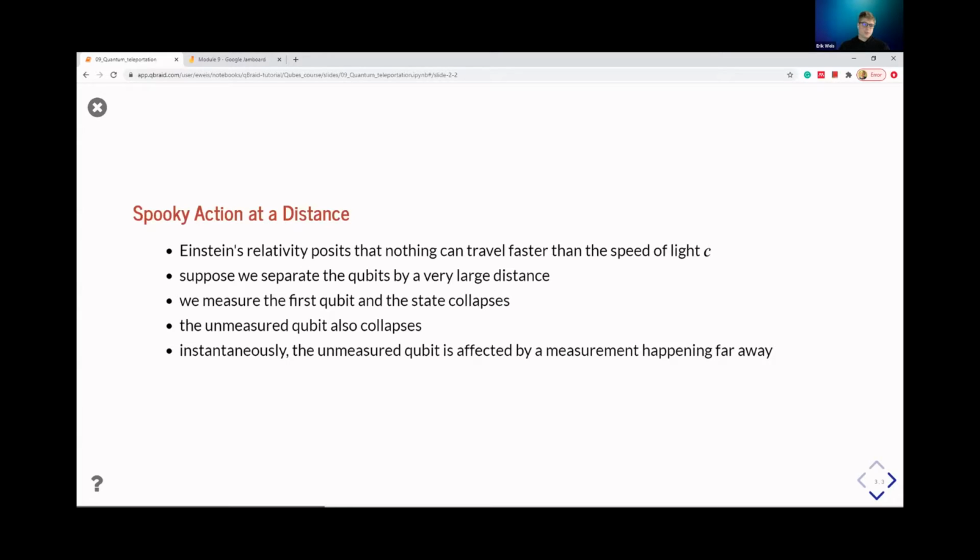And so it was this conundrum for a while, but recently people have done experiments, and it turns out this is exactly what happens. So you take two qubits and you separate them by a very large distance. And if you measure the first qubit, we know from the third axiom of quantum mechanics that the state is going to collapse. But what's interesting about this is instantaneously at that moment, the qubit that's really far away also collapses. And so you have this interaction that's non-local. It happens simultaneously. And so it does work this way. But as we'll see, this doesn't allow us to transmit information any faster than the speed of light.